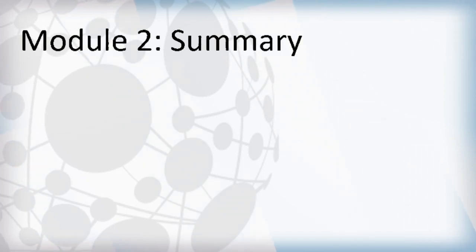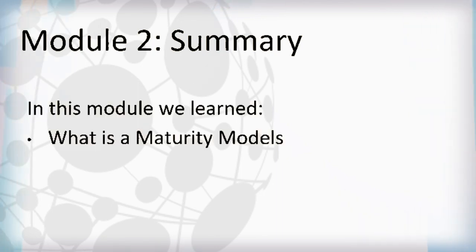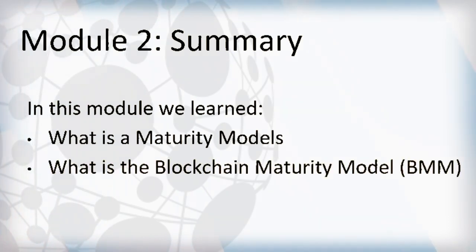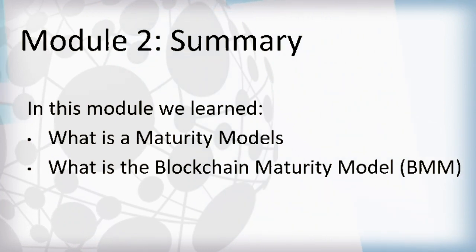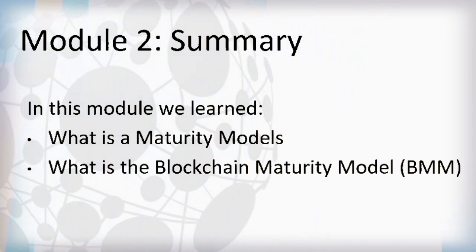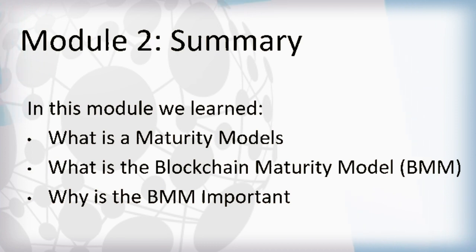Congratulations on completing Module 2. In this module, we explored the concept of maturity models and how they can help organizations assess their capabilities and identify areas for improvement. Secondly, we explored the blockchain maturity model, which is a maturity model specifically designed for blockchain technology. The BMM defines a set of maturity levels that organizations can use to assess their blockchain capabilities, including governance, interoperability, security, and more. And finally, we discussed the importance of a BMM and how it can be used as a roadmap for progress. Way to go on completing Module 2 of the Intro to Blockchain Maturity Model class.